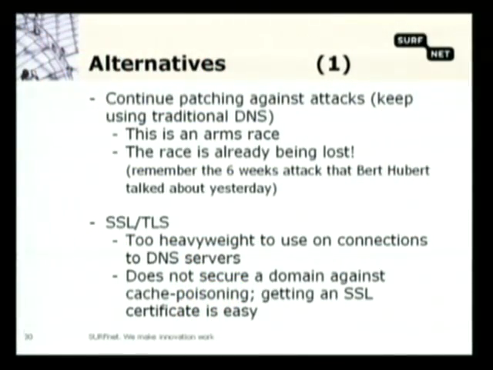Now, another question that you could ask is, are there really no alternatives? Is DNSSEC the only thing we can do to mitigate these attacks? Well, we could always keep patching our software, and we could always keep introducing new ways to counter these attacks, like we've done by introducing port randomization and query ID randomization. That could help us, but that's an arms race. We're fighting against people who have a known attack that works. And remember the 6 weeks attack that Bert talked about yesterday, I have all the time in the world.